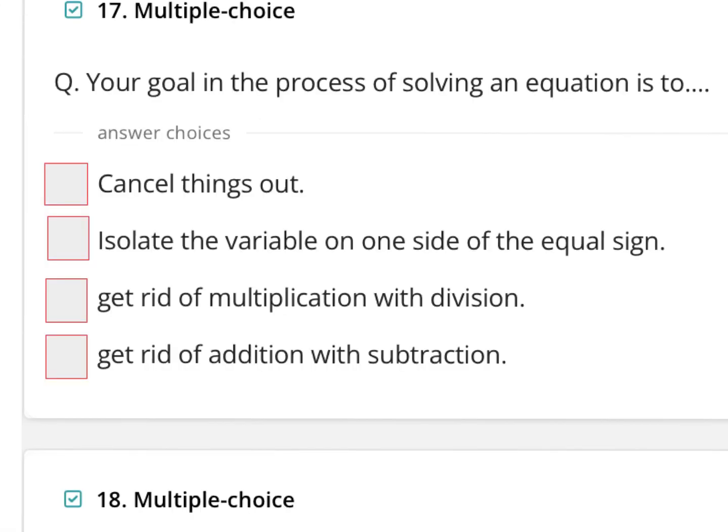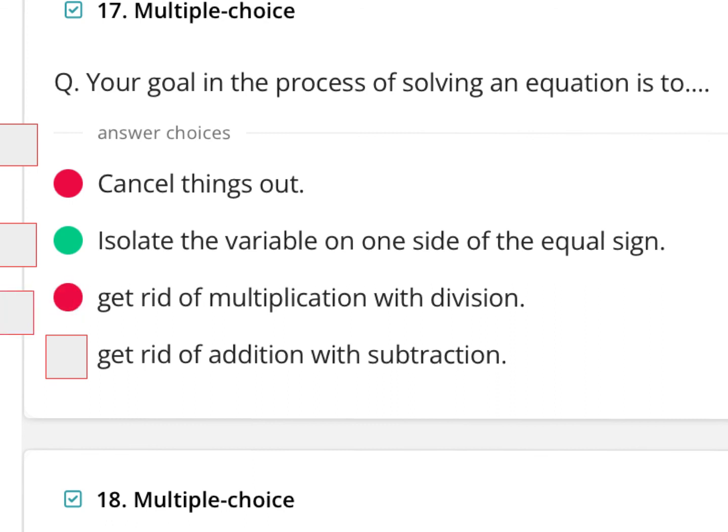On this question, it reads, your goal in the process of solving an equation is... the goal is to get x by itself. That's what isolate means, to get x by itself, isolate the variable on one side of the equal sign. That's the answer. It's not to cancel things out; that's the process of getting x by itself. It's not to get rid of multiplication with division. You might have to do that when you're getting x by itself. It's not getting rid of addition with subtraction. You might have to do that when you're solving.